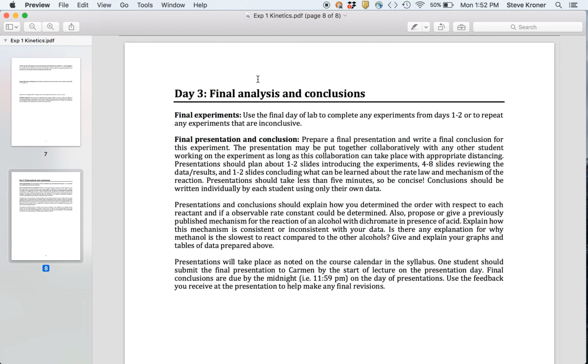There it is. Day 3 is where you're just repeating anything that was maybe ambiguous, and then you're preparing your final presentation and conclusion from there. Okay, so that's a quick introduction to experiment 1. Hopefully this gives you a good start, or a good ability to come in the lab and get started on the first day of the experiment.